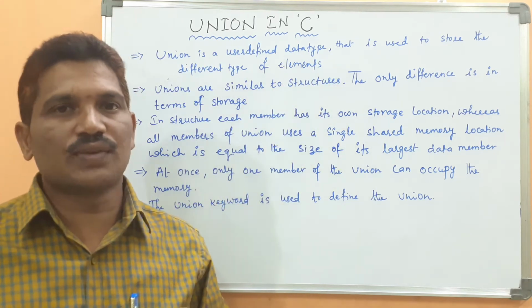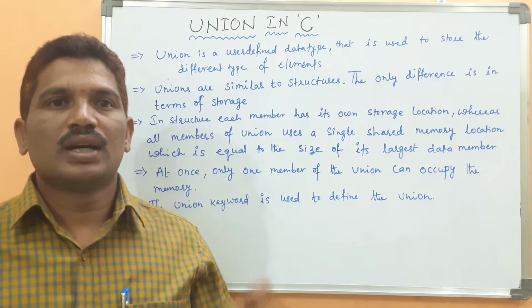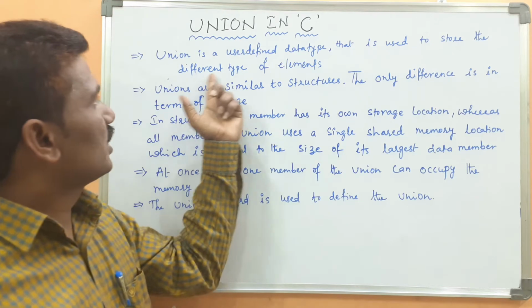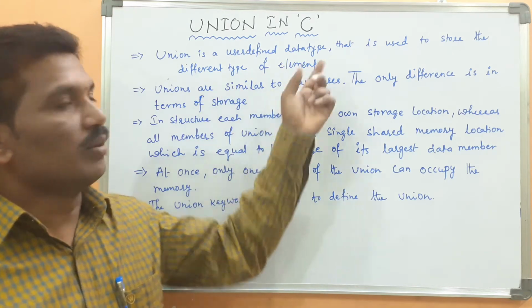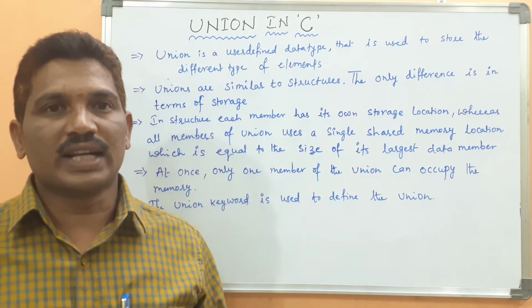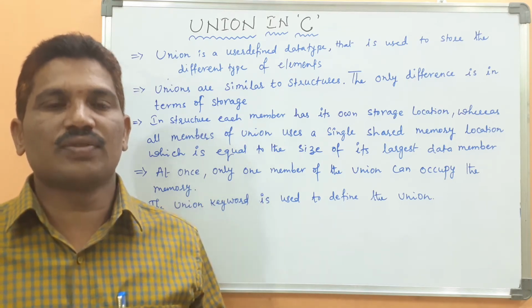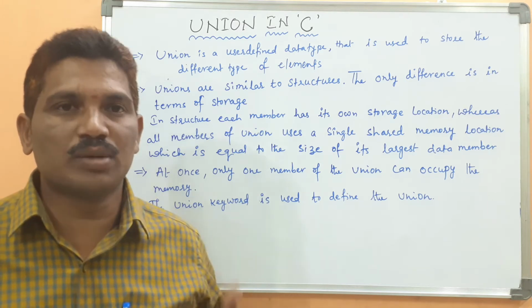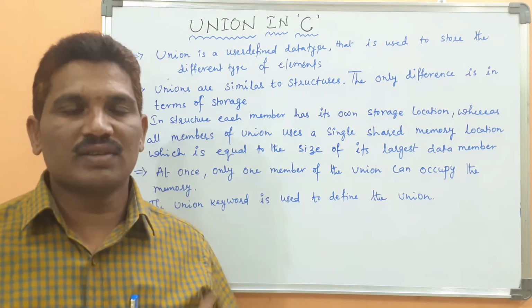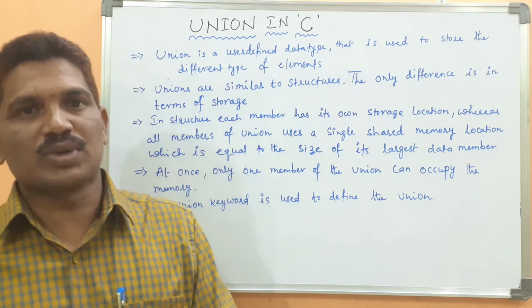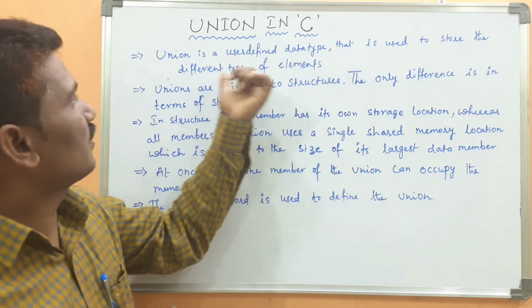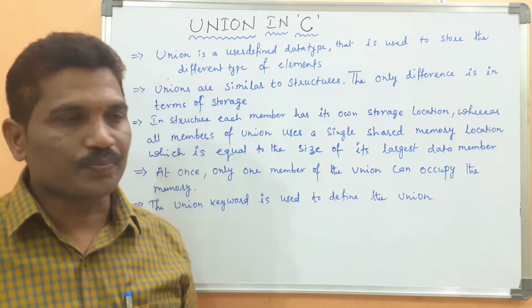The structure is also a user-defined data type, which also stores different types of data. Here, the union is also used to store different types of elements, because each element belongs to a different type. We can store a collection of elements of different types, not the same type. If it is the same type, the concept is called arrays, which are used to store a collection of elements of the same type. But here, we can store different types of elements.